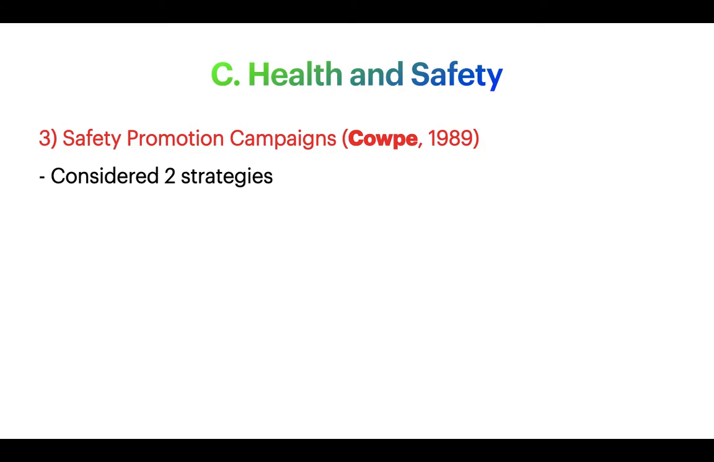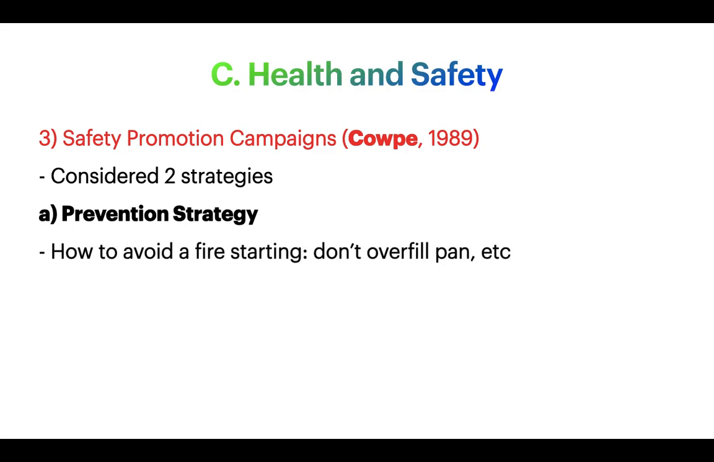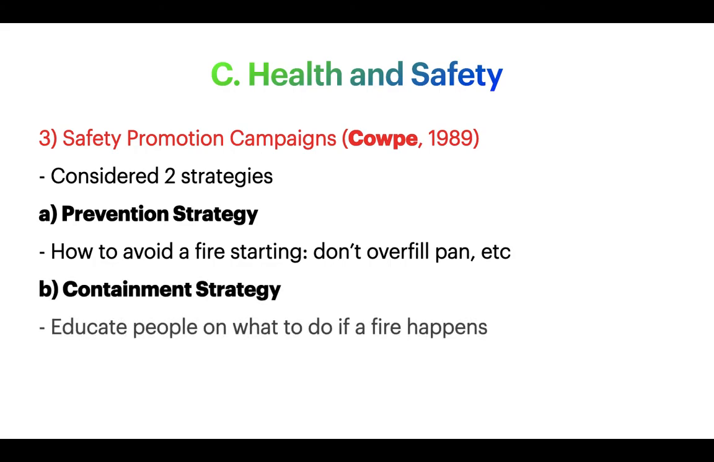The COPE suggested two strategies at first. First is prevention, right? How to avoid a fire starting. For example, giving people advice like don't overfill the pan, etc. The second was a containment strategy. Educate people on what to do if a fire happens, right? So there were two strategies. They decided to go with the second strategy instead of the first, right?